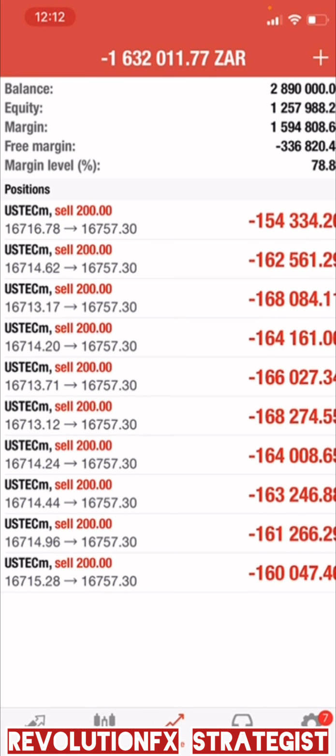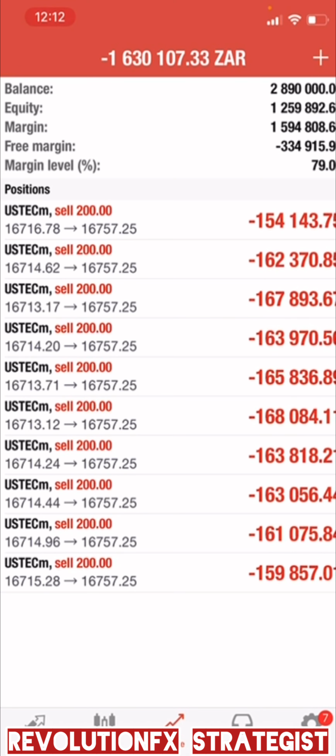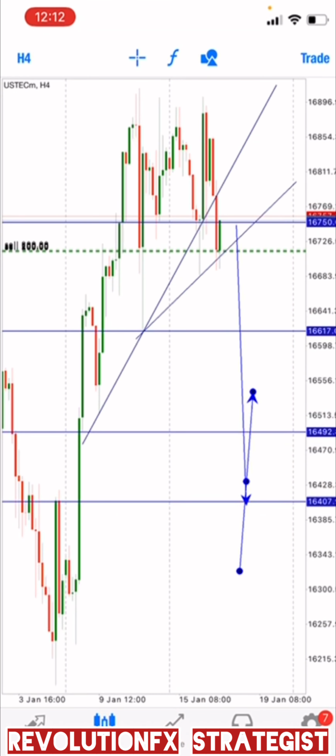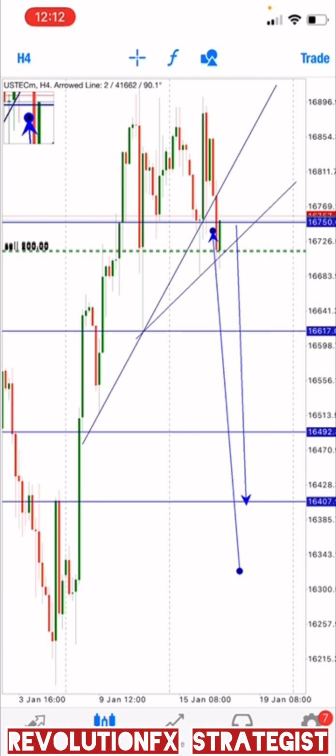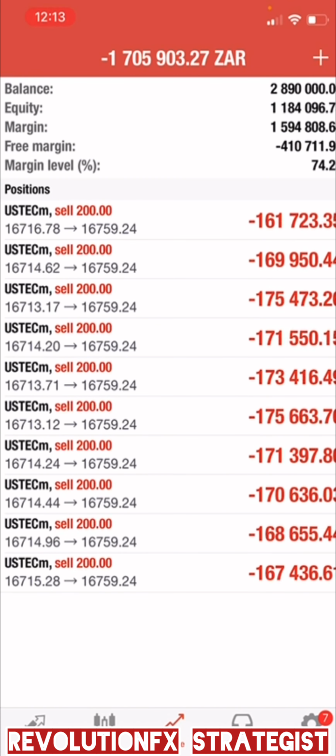As you can see, we are in a deep floating loss because I used much bigger lot sizes in anticipation that the market would not give that retracement. But anyway, it gave that retracement, and we are not expecting it to go beyond this zone right here. So there is no way it will blow this account.